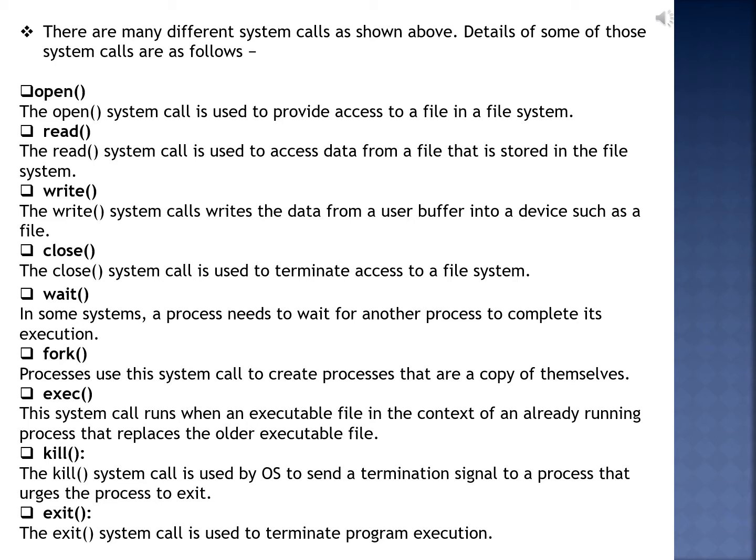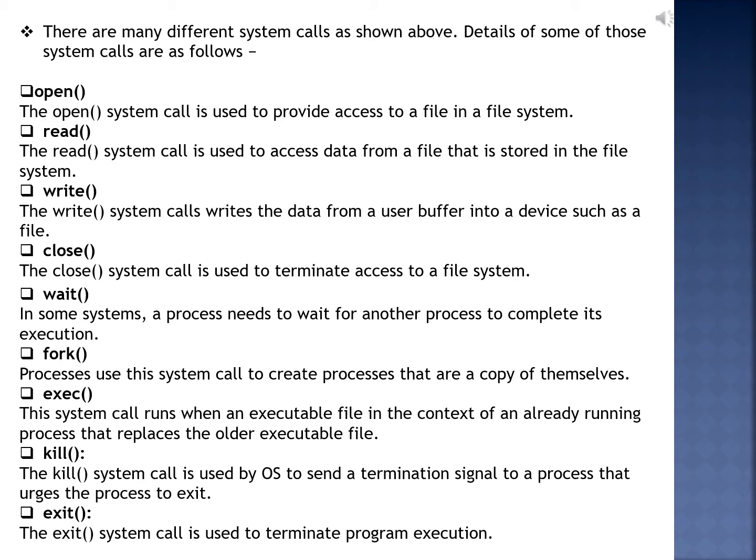Another one is read. The read system call is used to access data from a file that is stored in the file system. The file to read can be identified by its file descriptor and it should be opened using open before it can be read. In general, the read system call takes three arguments: the file descriptor, the buffer which stores read data, and the number of bytes to be read from the file.